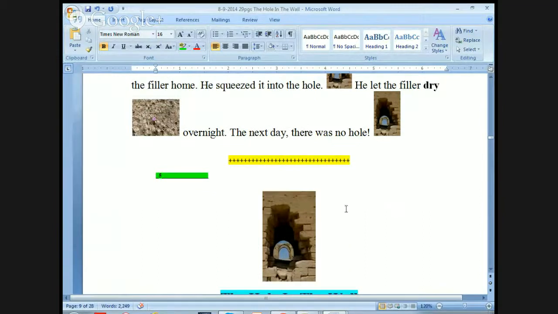Okay, so now we have the results of the hole in the wall. Not quite what we thought. It certainly was not a club, but yet it was a hole in the wall.